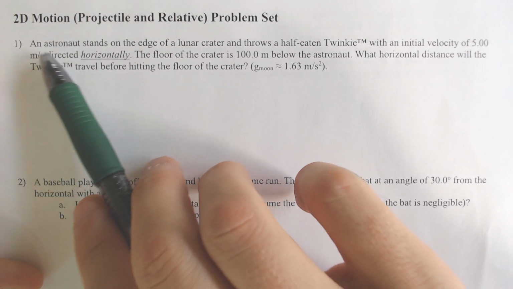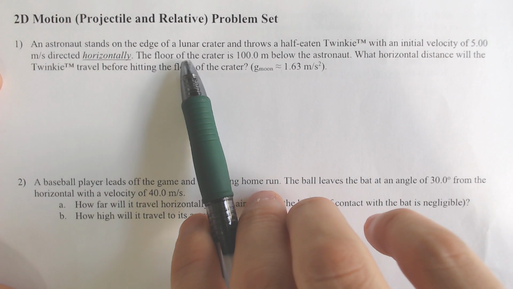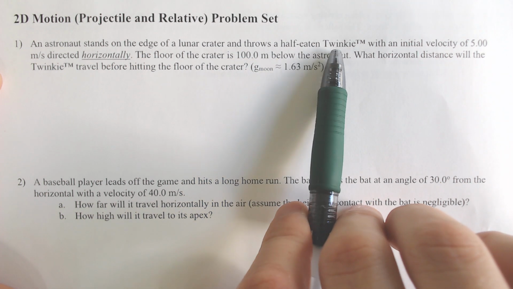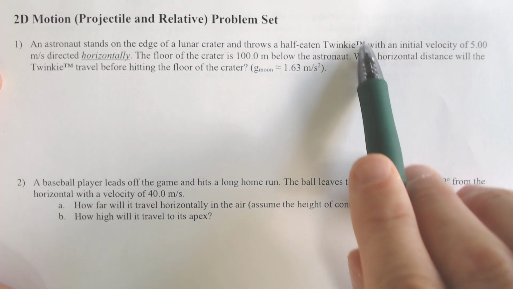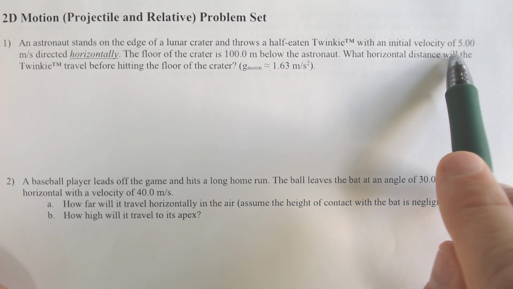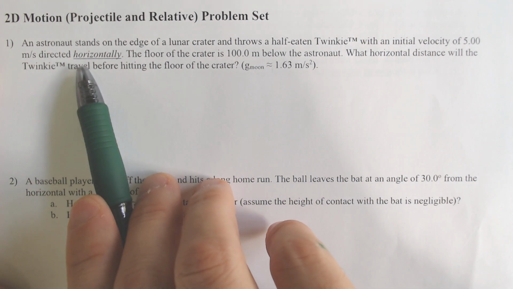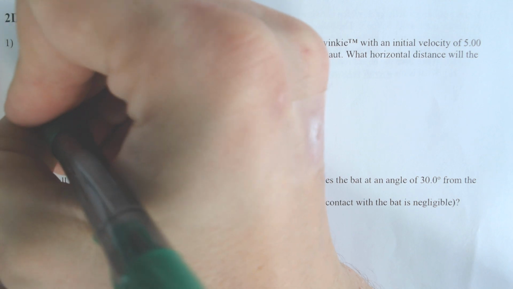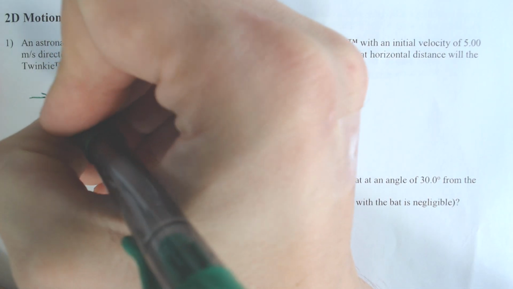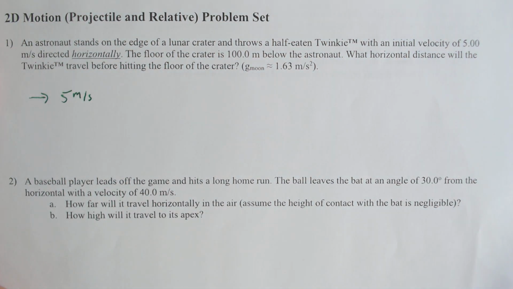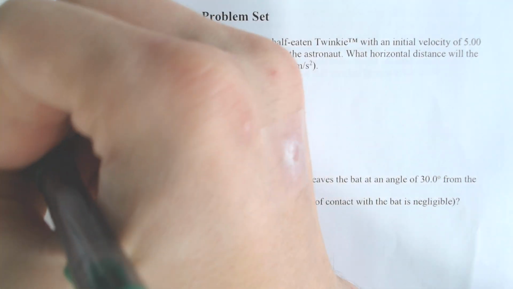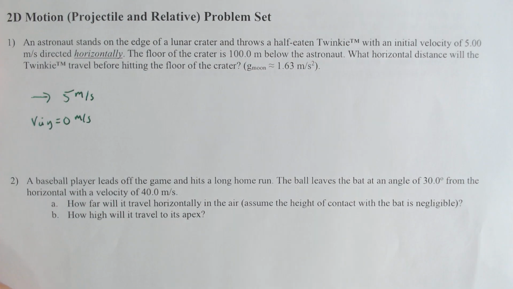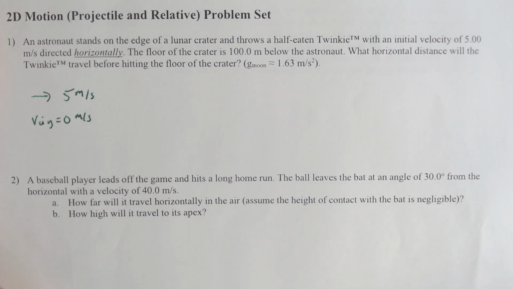So we have an astronaut who stands on the edge of a cliff in a lunar crater and throws a half-eaten Twinkie, trademarked, with an initial velocity of 5 meters per second horizontally. If it is horizontally thrown, even though it has a velocity of 5 meters per second horizontally, the VI for y is 0 meters per second. It's no different than if it is dropped, okay?